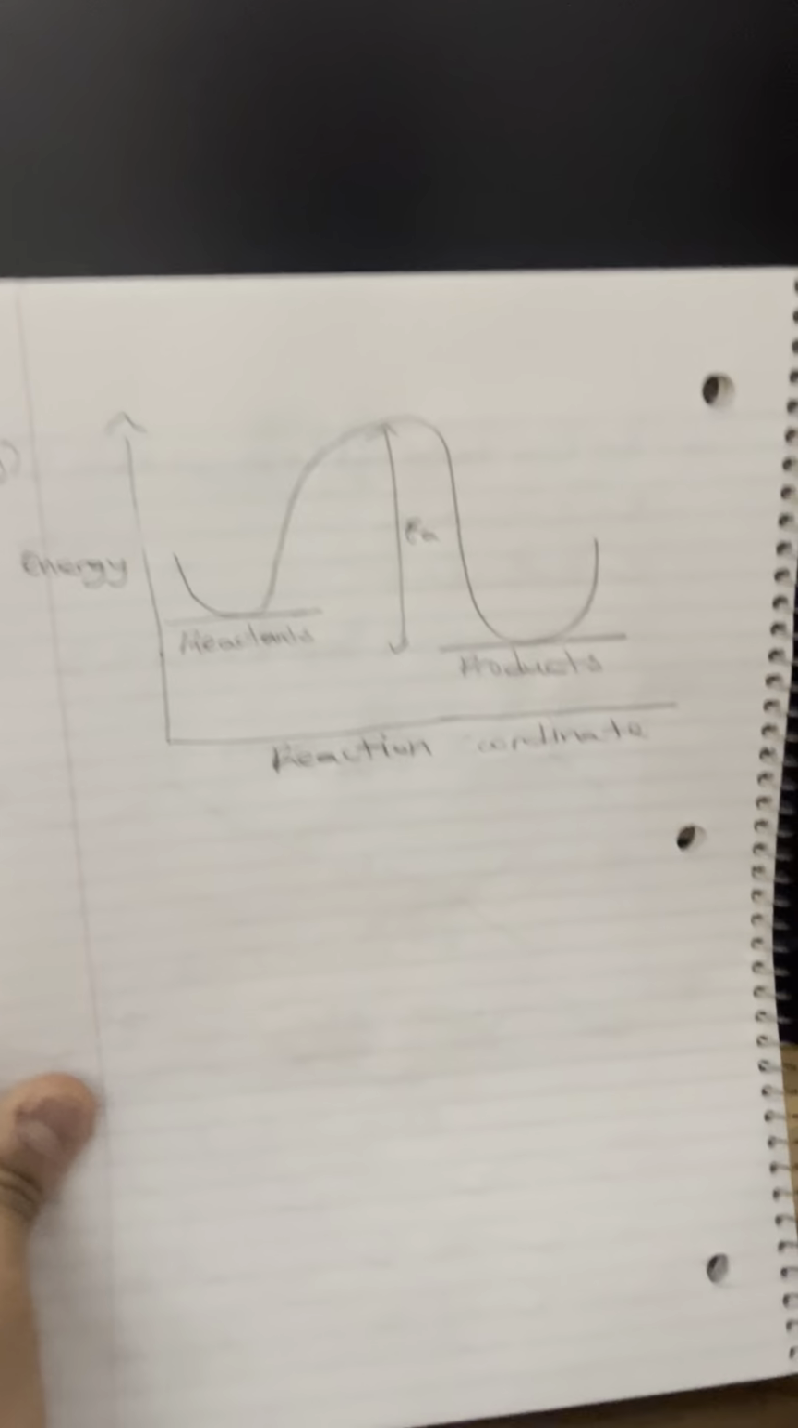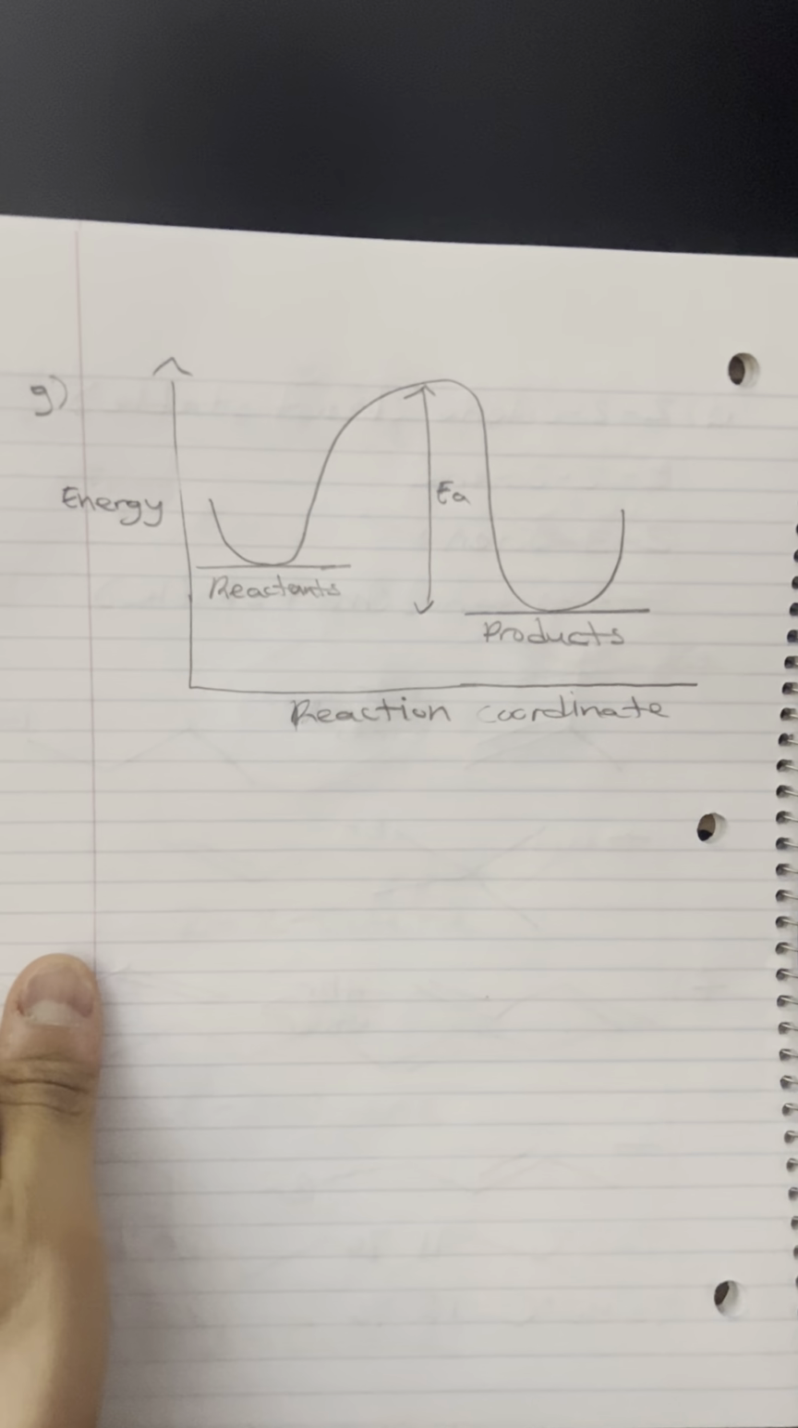Now G, for G, which is the next page. This is my structure for G. I just drew a structure for G. This is what it looks like for G.